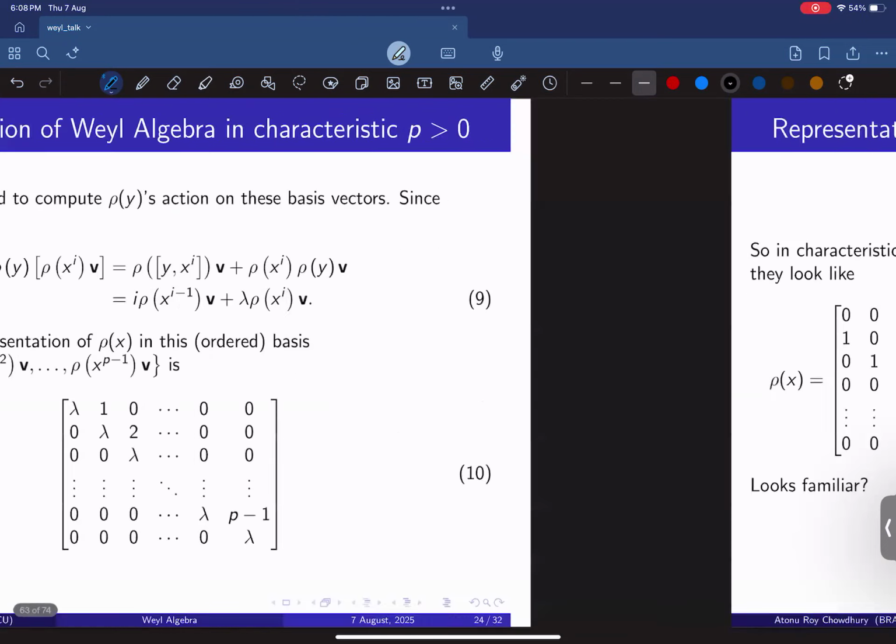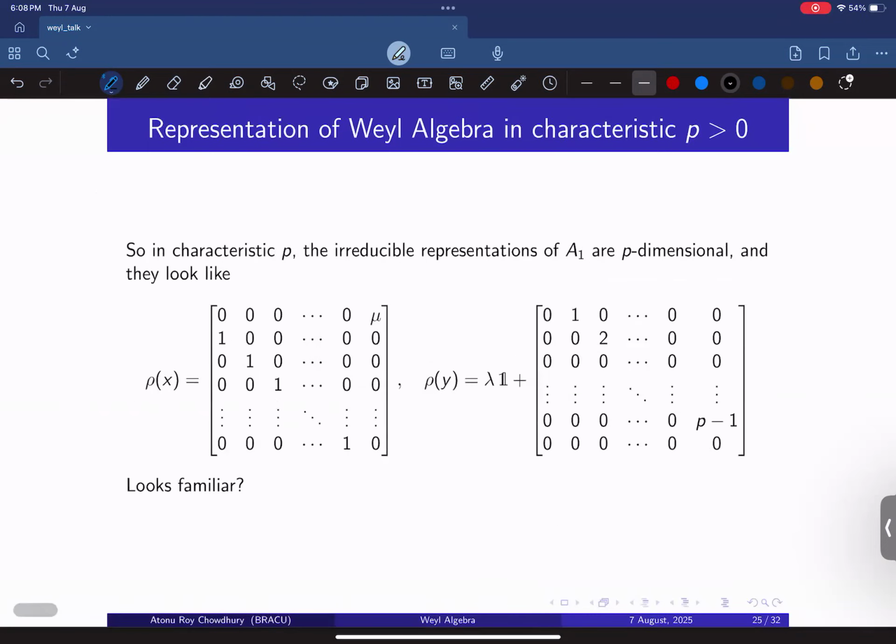So let's summarize. In characteristic p, the irreducible representation of A1, the Weyl algebra, looks like this in matrix format. Rho of x has all the entries below the main diagonal equal to 1, and rho of y is lambda on the diagonal, plus all the entries above the main diagonal are 1, 2 through p minus 1. Do they look familiar?